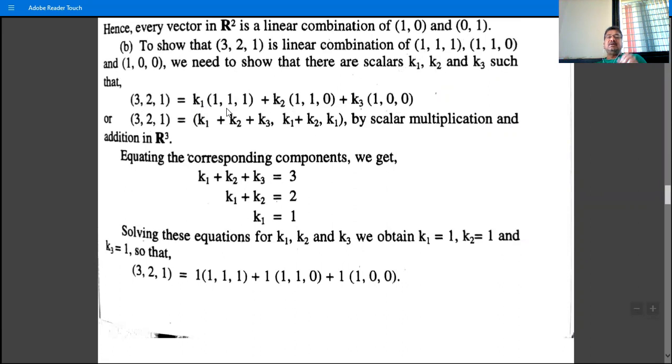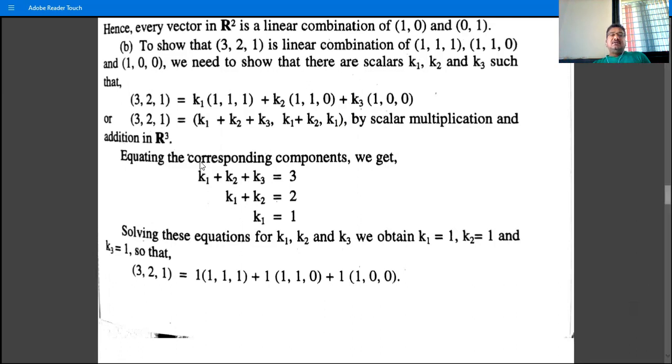Then apply the definition of scalar multiplication and vector addition. We have the first step as (k1, k1, k1) plus (k2, k2, 0) plus (k3, 0, 0), and then apply the addition definition: (k1 plus k2 plus k3, k1 plus k2, k1). This is by using the usual addition and usual scalar multiplication in R3.